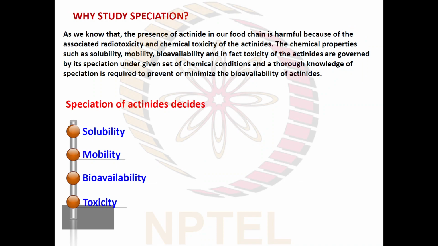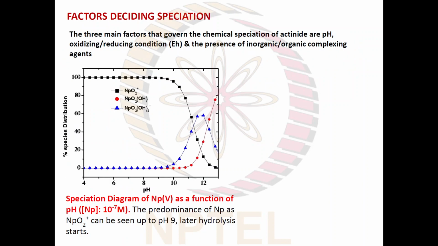As we know, the presence of actinides in our food chain is harmful because of the associated radiotoxicity and chemical toxicity of the actinides. The chemical properties such as solubility, mobility, bioavailability, and in fact toxicity of the actinides are governed by their speciation under a given set of chemical conditions, and a thorough knowledge of speciation is required to prevent or minimize the bioavailability of actinides. The speciation of actinides decides solubility, mobility, bioavailability, and toxicity.